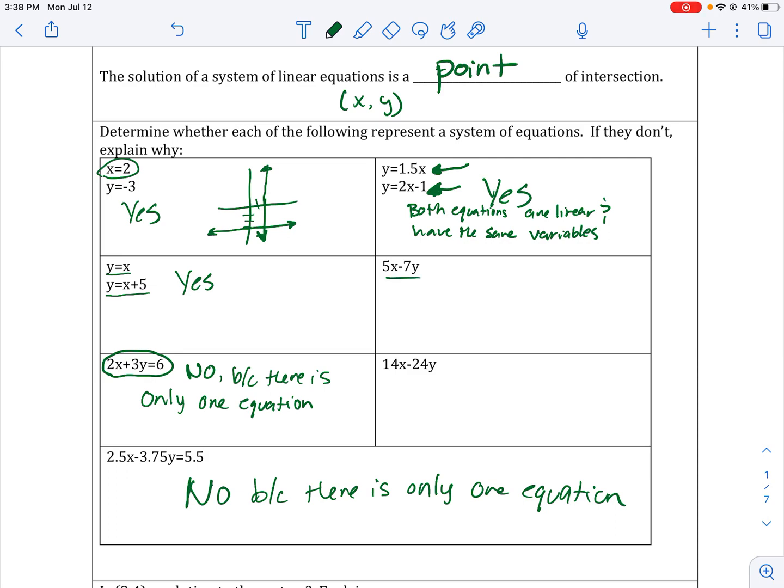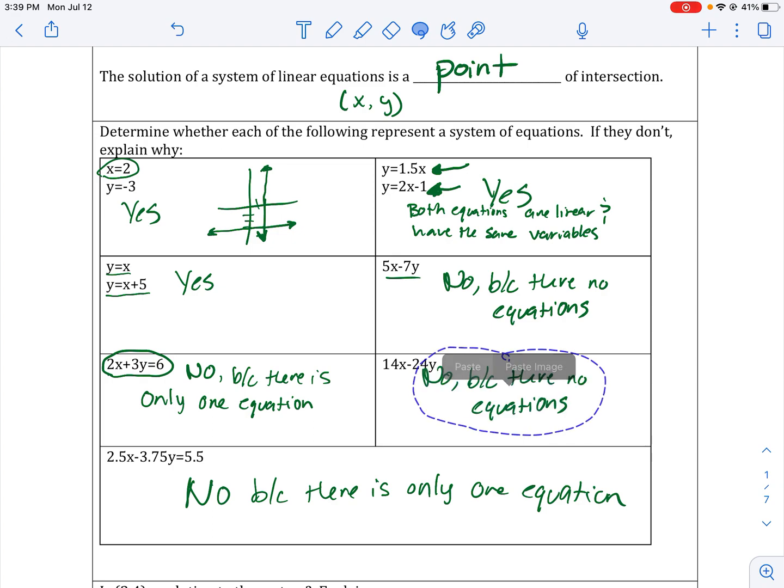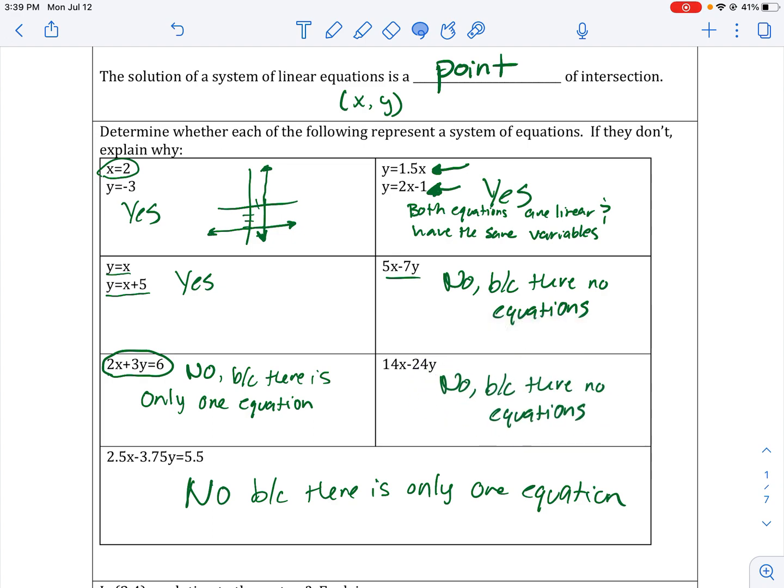This is not even an equation, all right? So no, because there are no equations. I'm going to go ahead and copy that because that also goes right here. This one is no because there's no equations. If there's no equal sign, no equation. Can't have an equation without an equal sign.